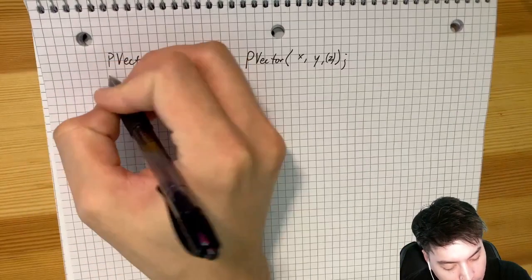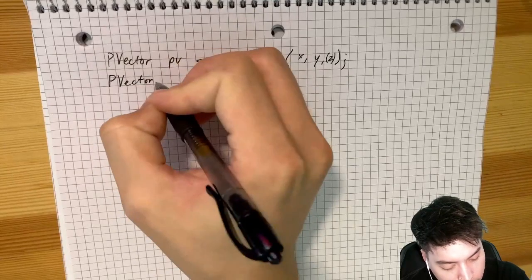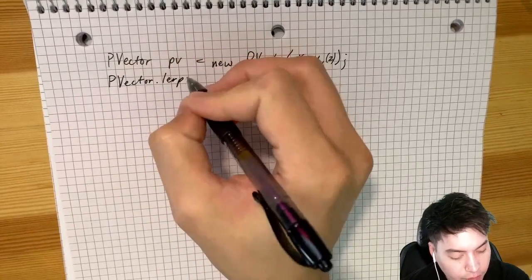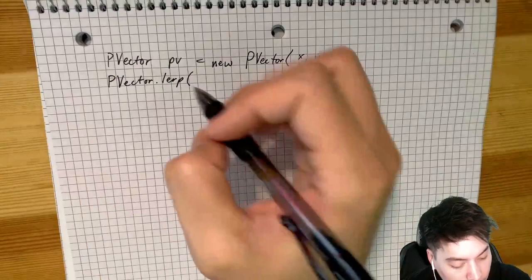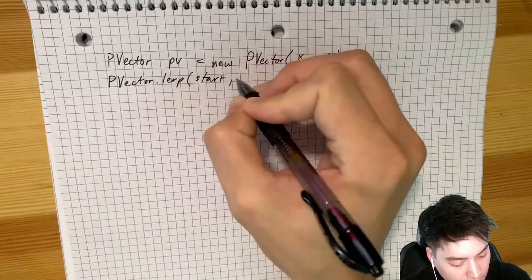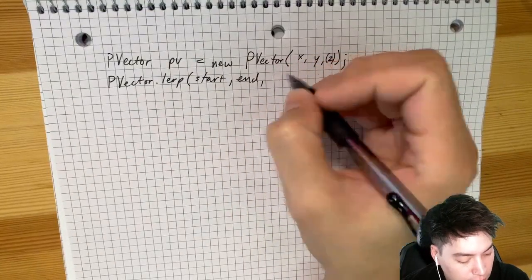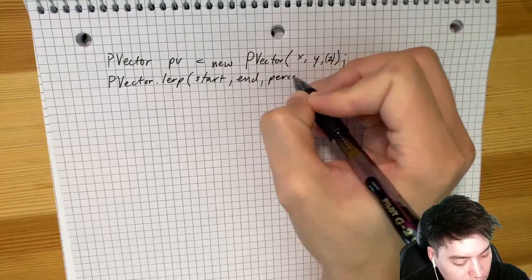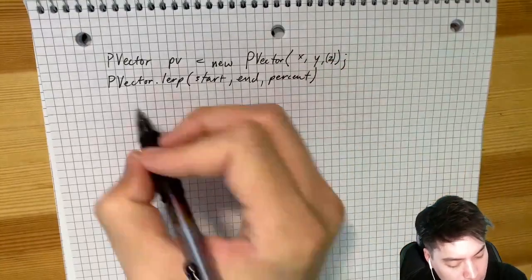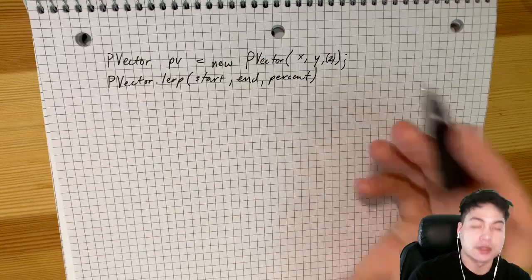Now, this data type also has a function called lerp. So you can use the lerp function on a PVector, right? And this lerp function takes a starting vector, an ending vector, and then it has a control here. You can think of it like a percent. So what percent between the starting point and the ending point do you want it to return?